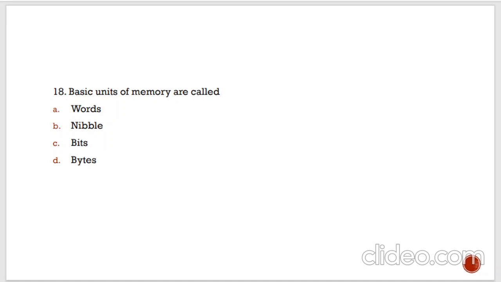Next question, basic units of memory are called, obviously, bits, the minimum size of the memory, starting from bits 0 1 0 1 0 1. After that we have nibble, after that we have byte, and after that a combination or group of bytes, we call it a word. A group of bits we call a byte, and a group of bytes is called a word.